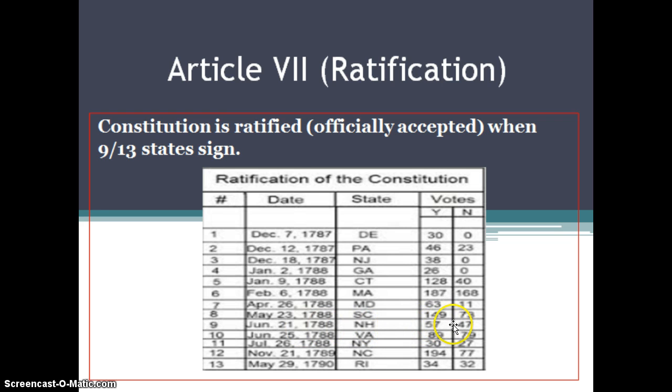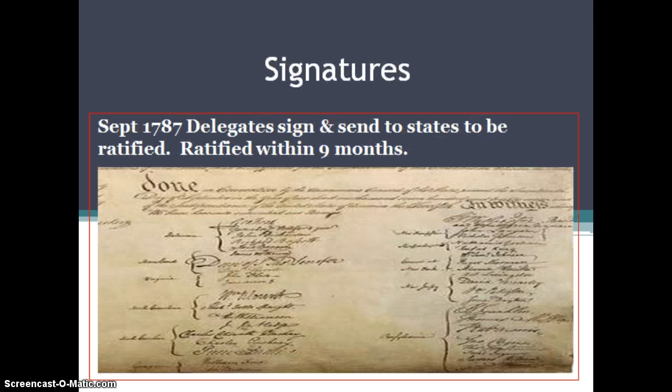Of course, you can see that magic number 9 happened about 6 months later in June with New Hampshire. And again, a very tight race, followed by Virginia and New York, who were the largest and most influential states. And you can see how tight those votes were. So even though Virginia and New York did not make the Constitution unofficial by holding out, the fact that they were the most powerful states, it was significant that they signed on to the Constitution before it was official and powerful.